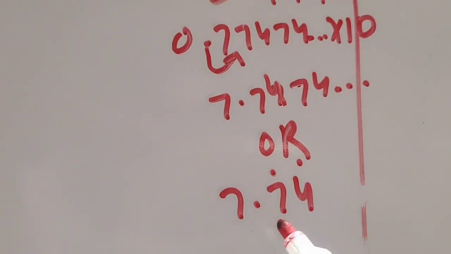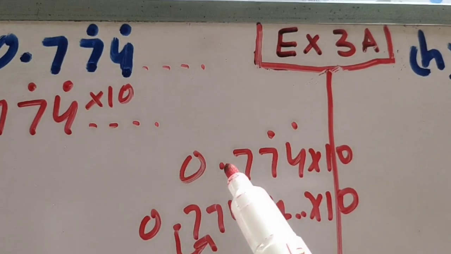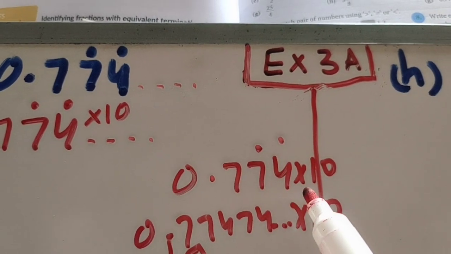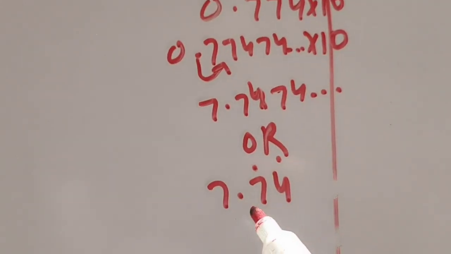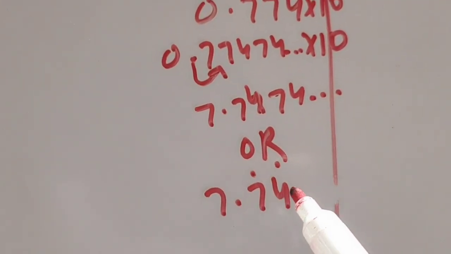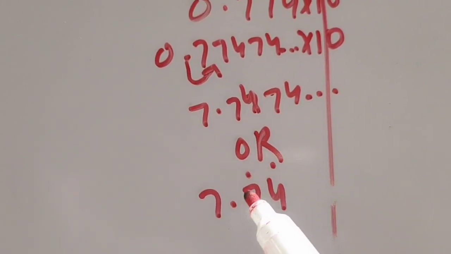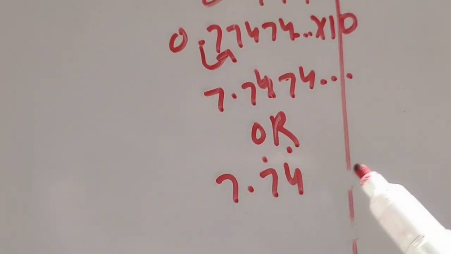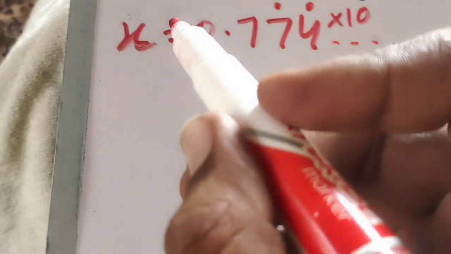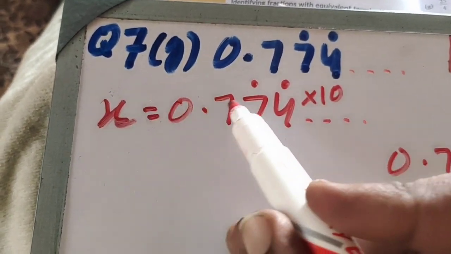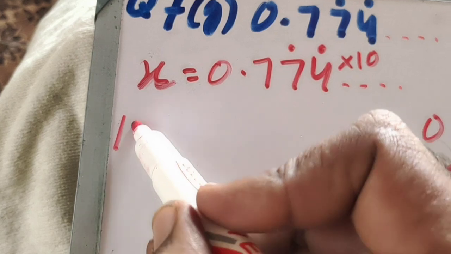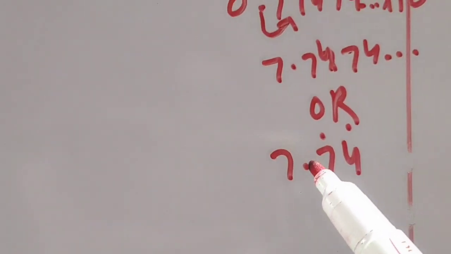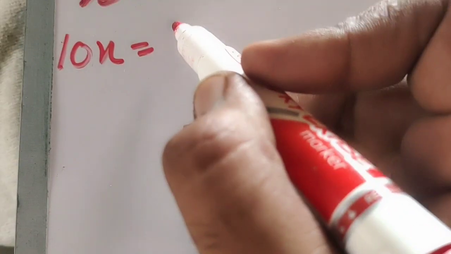So this is the answer when we multiply 0.774 recurring with 10. The answer will be 7.74 with dots on 7 and 4. So these two are repeating numbers, a repeating sequence. So students, we multiply the whole equation by 10. Here it becomes 10x and here it becomes 7.74 recurring.